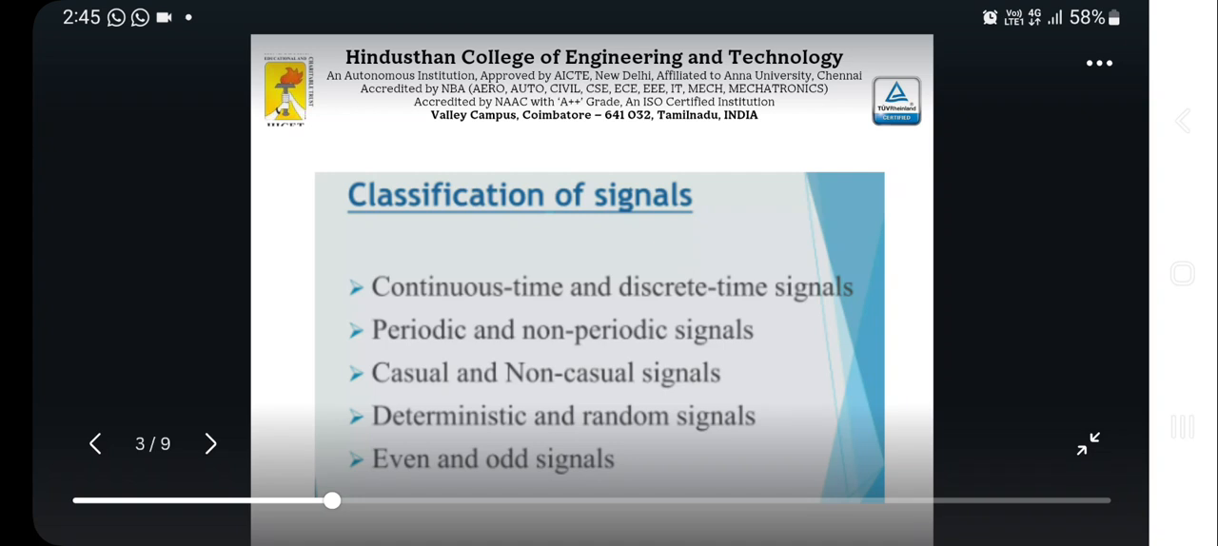These kinds of signals can be classified into 5 types. First one is continuous time and discrete time signal. Another one is periodic and non-periodic signal. Third one is causal and non-causal signal. Fourth one is deterministic and random signal. And fifth one is even and odd signal.